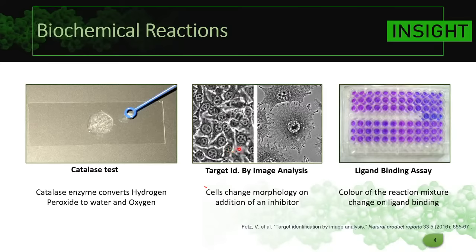So there is something happening over here, which is making the normal cells convert into such kinds of shapes. Here on the right, you have ligand binding assay results where the colors of the reaction mixture change after the ligand binding. And many such chemical reactions happen either in the laboratory or in live system cells also. All these reactions, all these interactions, happen at the very molecular or fundamental level when different types of molecules interact with each other.